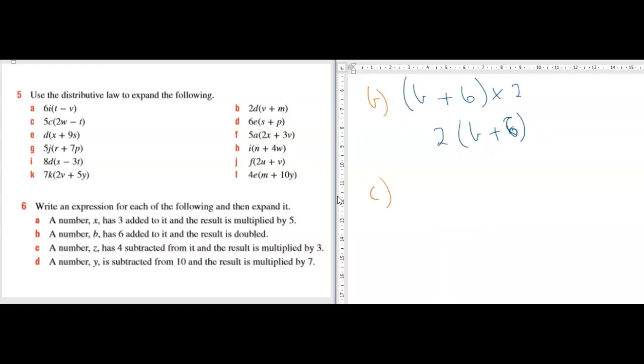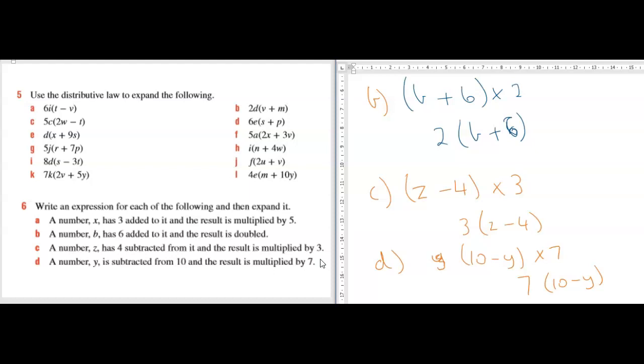A number Z has 4 subtracted from it, so it's minus 4. And then the result, so we give it a hug, is multiplied by 3. So remember, we put the 3 at the front. And then lastly, a number Y is subtracted from 10. So we start with 10. Y is subtracted from 10, and the result is multiplied by 7. So remember, we've got the 7 first. So 10 minus Y. When you're doing addition, the order doesn't matter, but with subtraction it does.